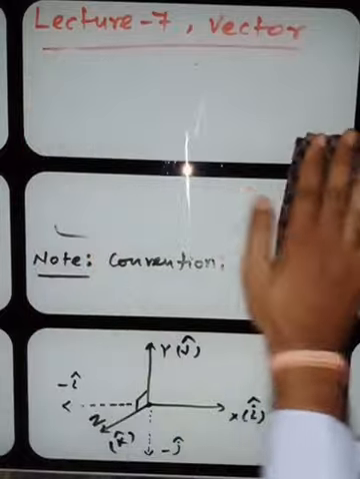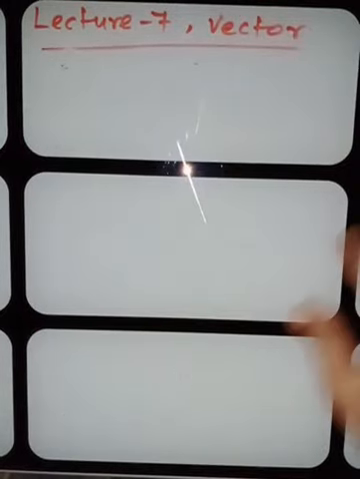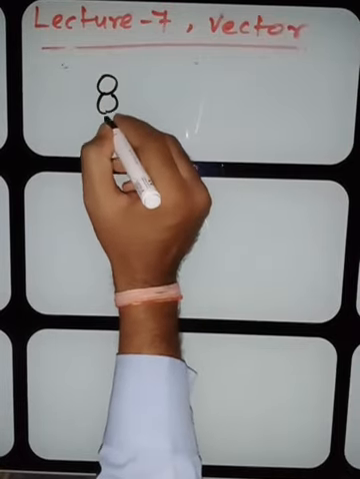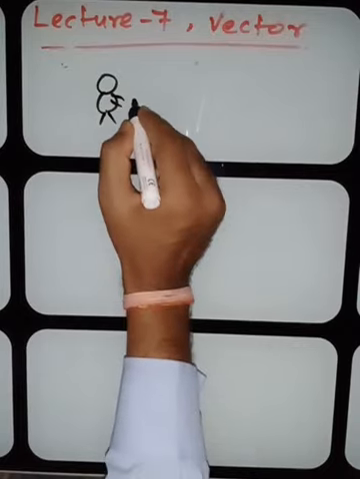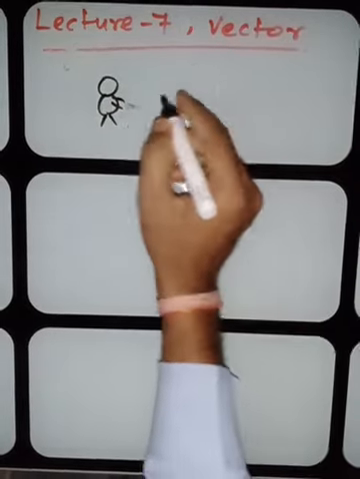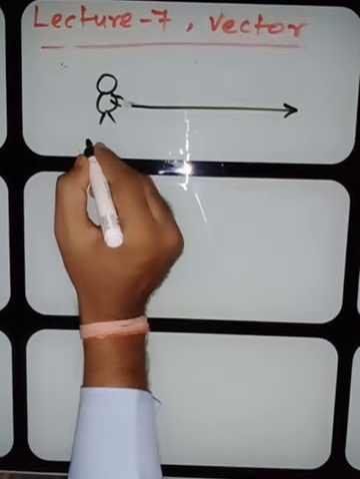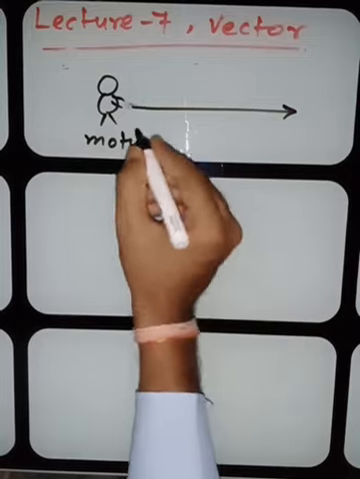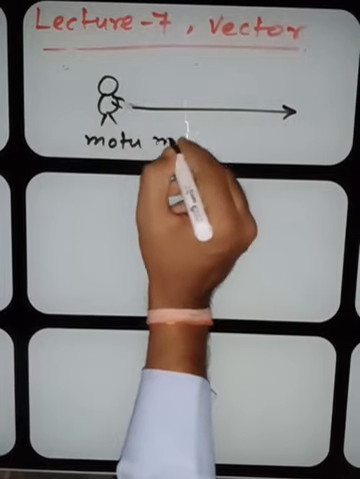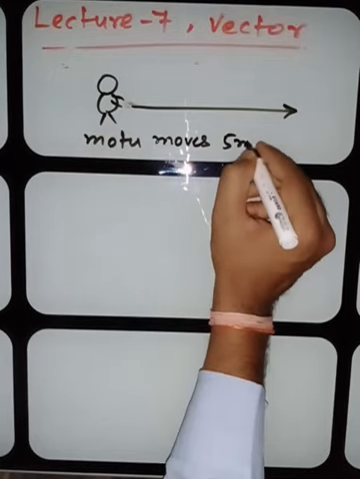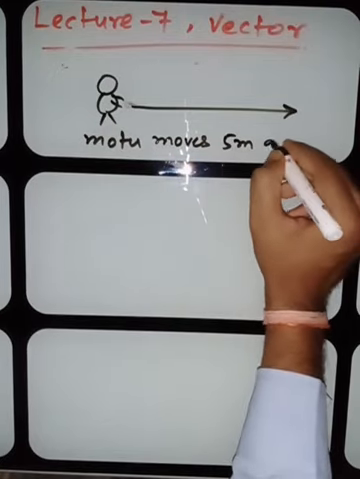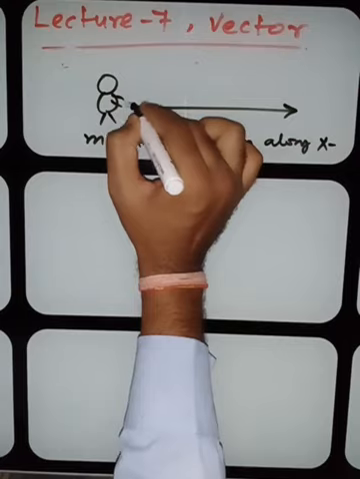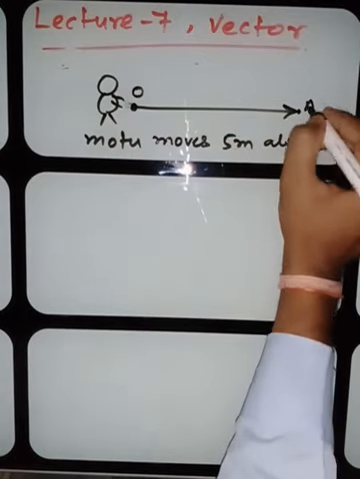Now, let me drop this. Suppose this particular man is going along the x-axis. Suppose in mode 2, moving along the x-axis, mode 2 moves 5 meter along the x-axis, from O to A.